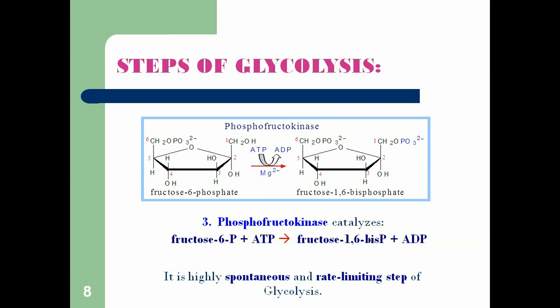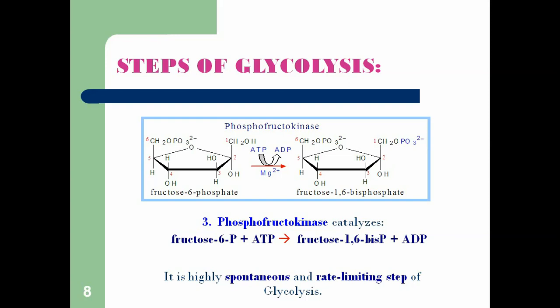Step 3, phosphorylation of fructose 6-phosphate to fructose 1,6-bisphosphate. This highly spontaneous reaction has a mechanism similar to that of hexokinase. The prime concept in this step is stabilizing the molecule, making it more reactive, more energetic.